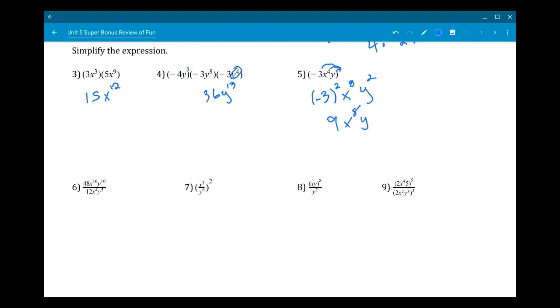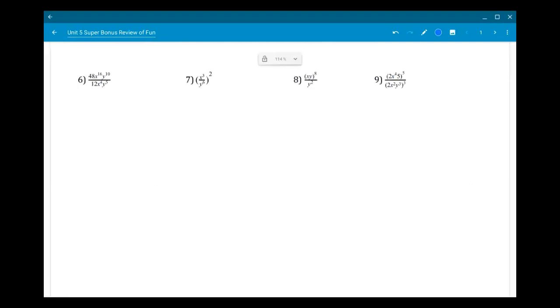So I get 9x to the 8th, y to the 2nd. Moving on to my division rules. Here, I'm going to be dividing numbers, and I'm going to be subtracting exponents. Okay, so I get 4x to the 12th, y to the 5th. So I divided my 48 and my 12, and then I just subtracted my exponents on my x's, and I subtracted my exponents on my y's as well. Okay.